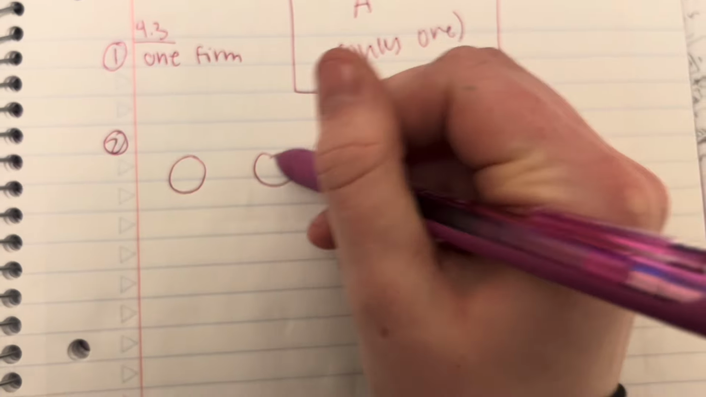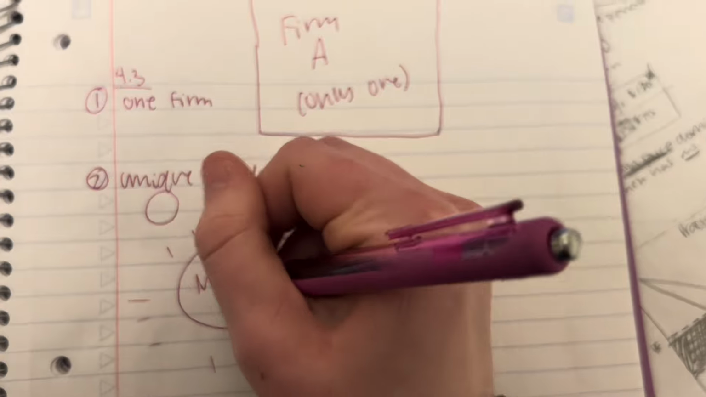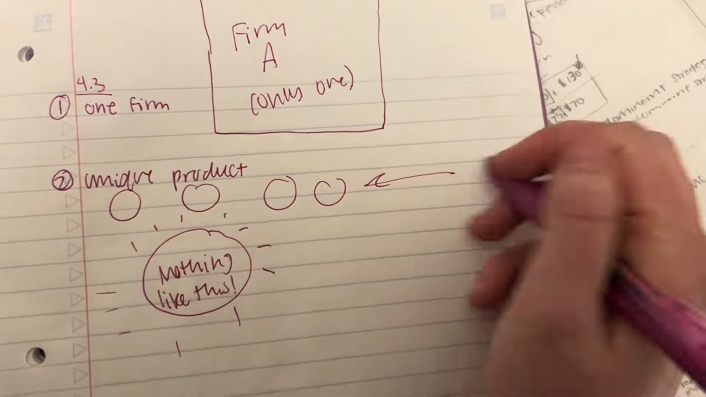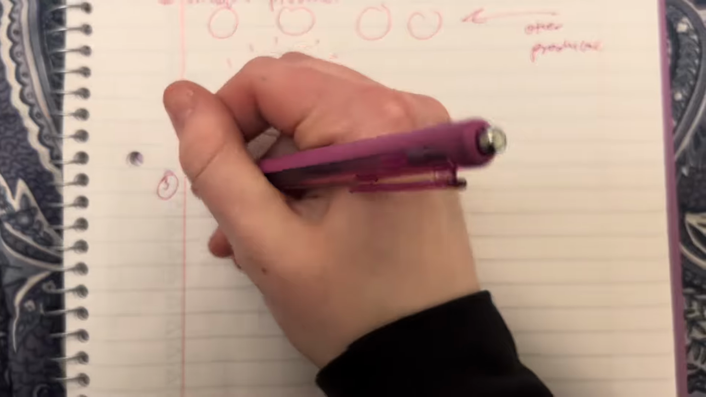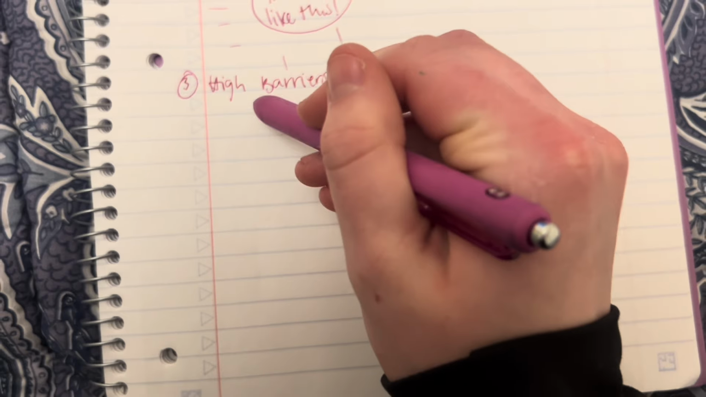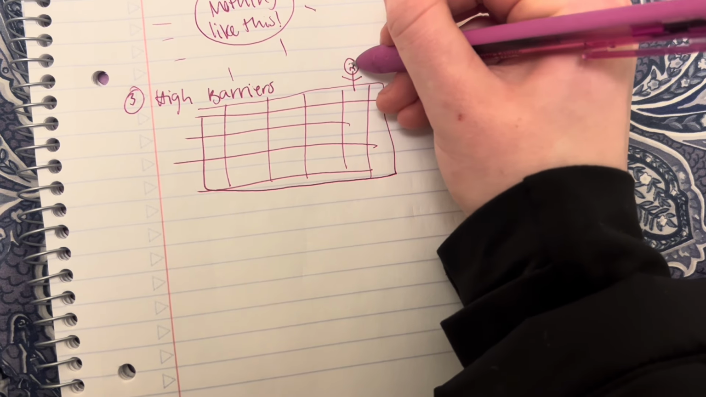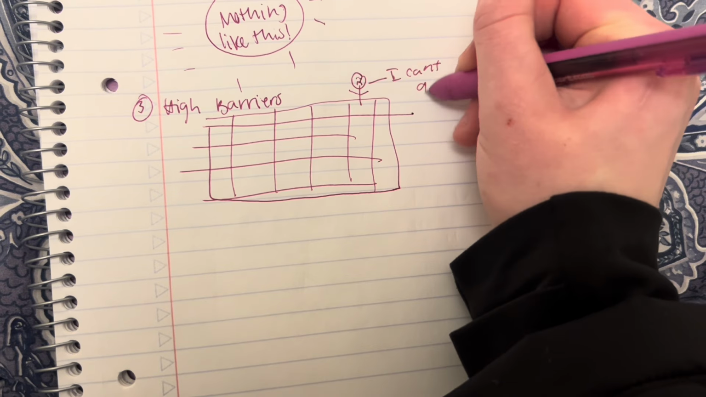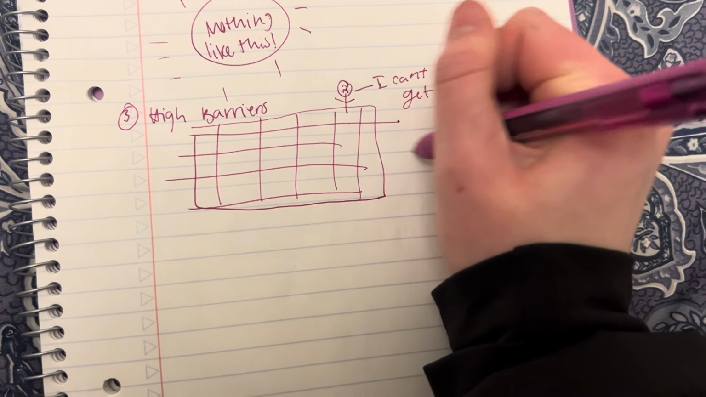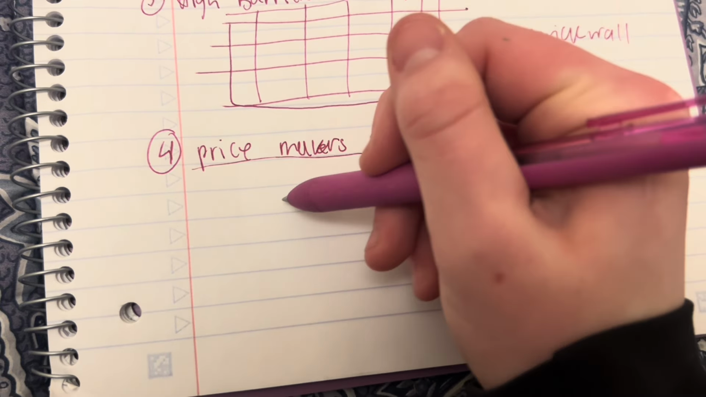The second characteristic is that it's a unique product and there are no close substitutes. Customers cannot switch to alternatives of this product. The next characteristic is that there are high barriers to entry. This is because of huge startup costs, legal protections, control over essential resources, or massive economies of scale, making it too expensive or difficult for new firms to enter and compete, allowing the single firm to dominate this market without competition. The last characteristic is that monopolies are the price makers.